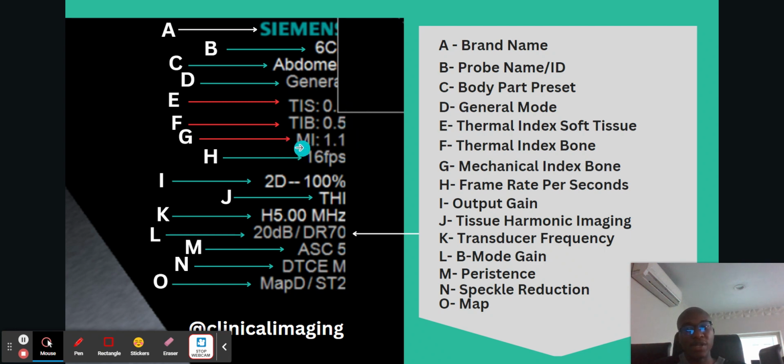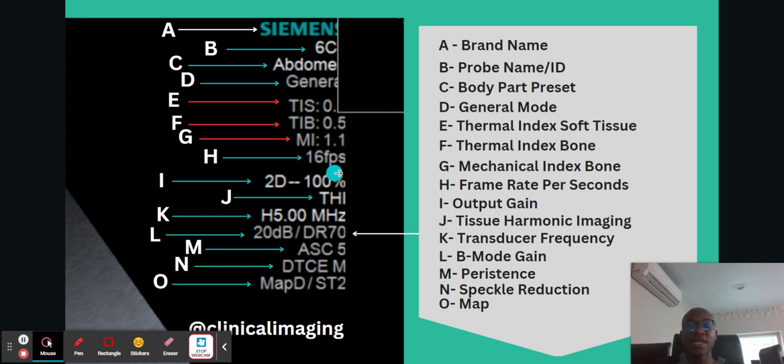In the future, I'm going to explain the upper limit and the lower limit, and you should know how to adjust these parameters in order to expose the patient to as low as reasonably achievable. So, though ultrasound is non-ionizing, we still have to maintain the ALARA concept, as low as reasonably achievable. So these are what will help you to know when you are going above board and when you are operating at a very good range.